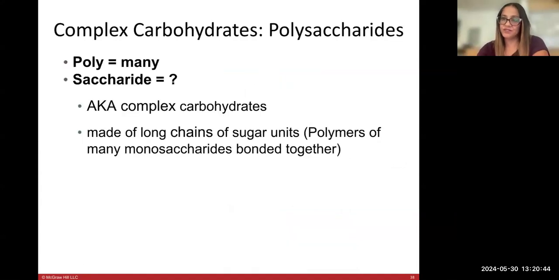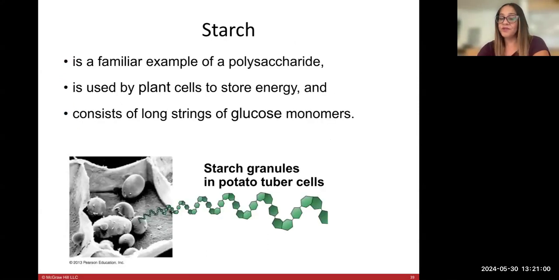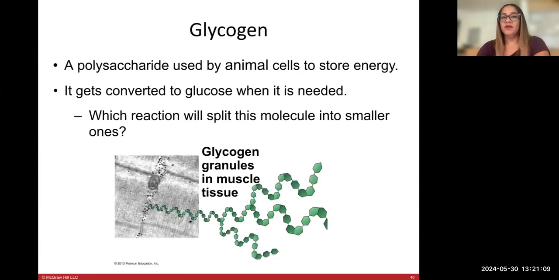Complex carbohydrates called polysaccharides. Prefix poly means many. You should know what saccharide means by now. I've said it twice. They are made of long chains of sugar units, polymers of many, many monosaccharides bonded together. Starch is a familiar example of a polysaccharide. It's used by plant cells to store energy and consists of long strings of glucose monomers. Glycogen is a polysaccharide used by animal cells to store energy. It gets converted to glucose when it is needed in our cells.